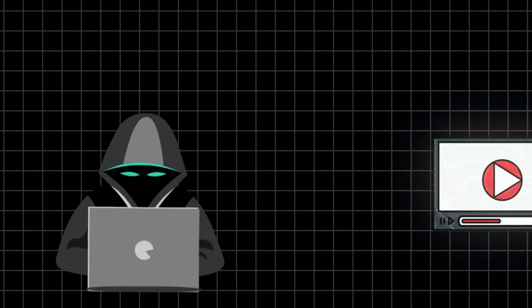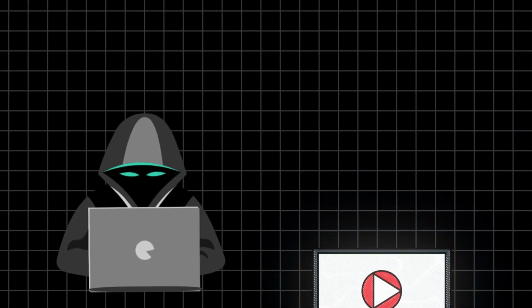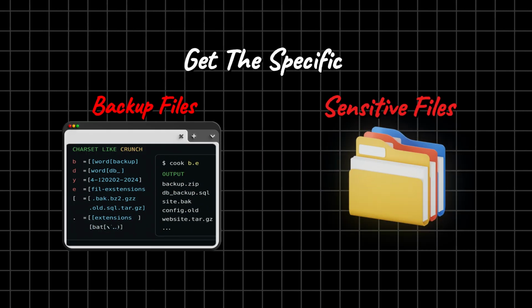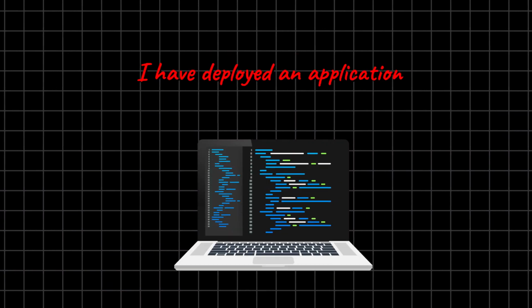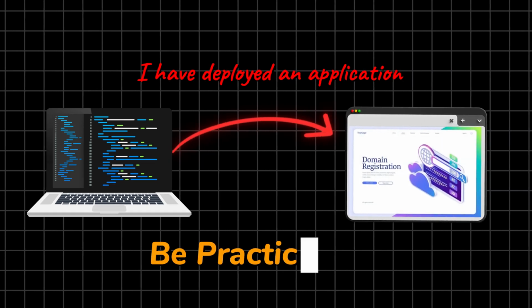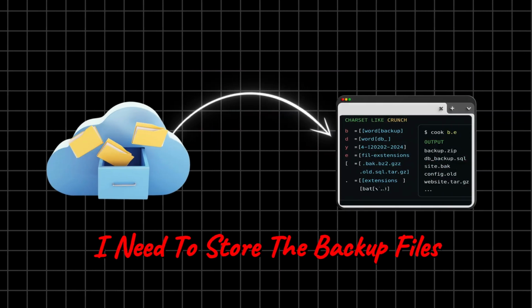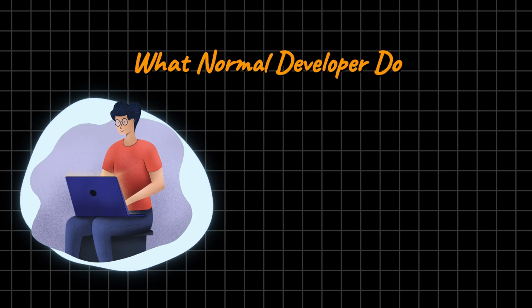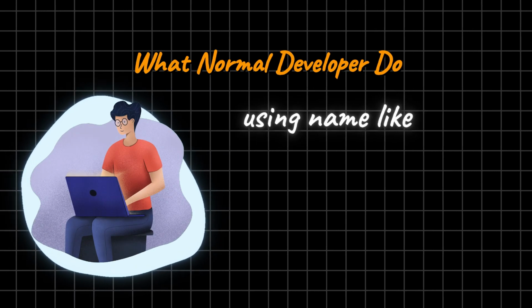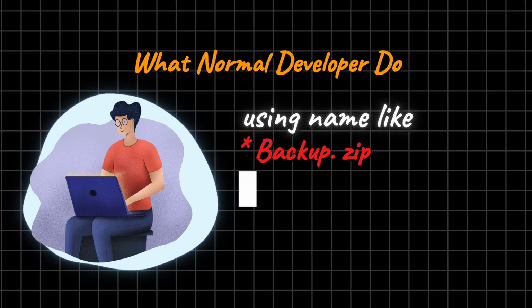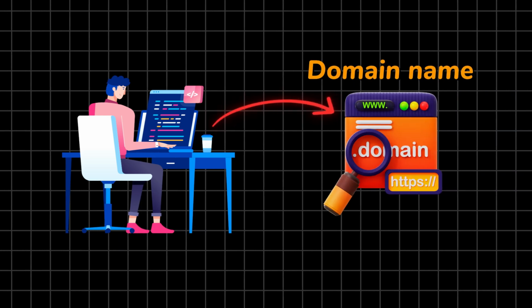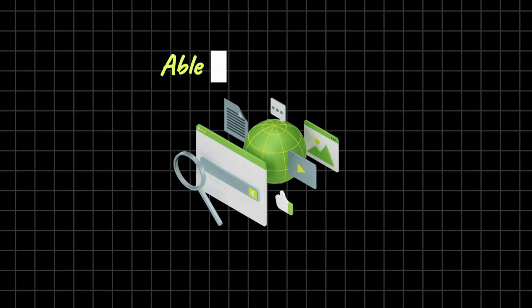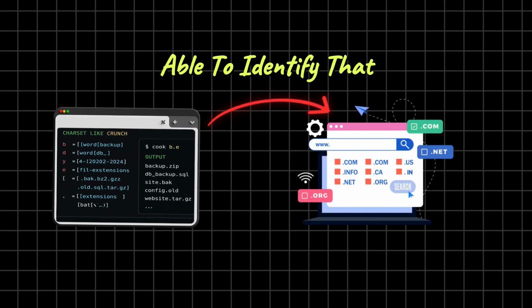Now, before we dive very deep into this video, let us try to understand what exactly we are doing in order to get the specific backup files or the sensitive files. Many times, when we have an application, let's say I have deployed an application on a domain, say bepractical.tech, and now I need to store the backup files. Generally, instead of using names like backup.zip or backup-test.zip, developers usually use the domain name or something related to it, so that they can identify, okay, this is the backup file of this domain.